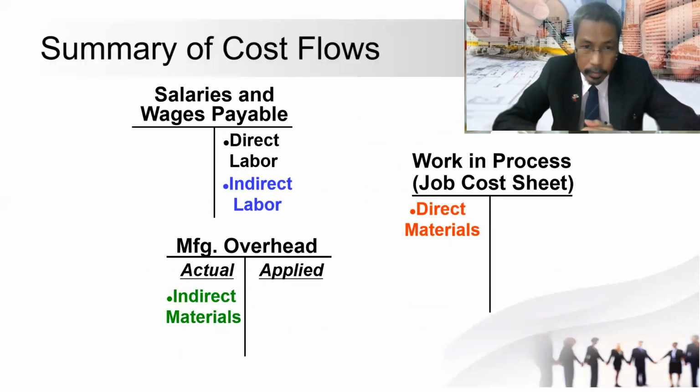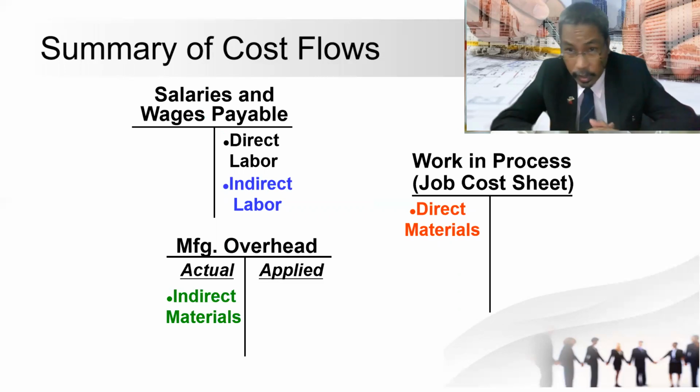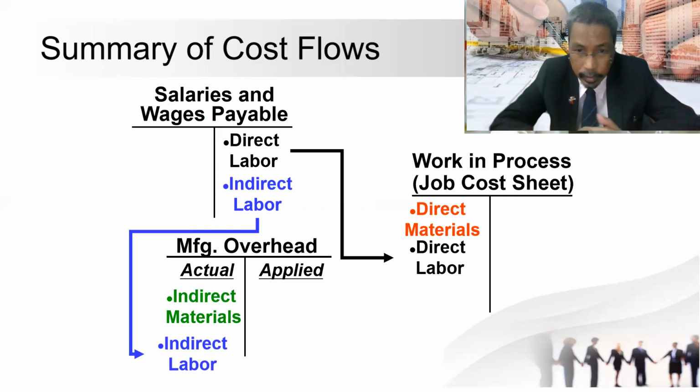Summary of cost flow. Other costs, indirect labor for example, go to manufacturing overhead, like indirect material. For salaries, there are direct labor and indirect labor. For manufacturing overhead, we have indirect materials. For work in process, we have direct materials. Take note. What about direct labor? Direct labor will go to the work in process and indirect labor will go to the manufacturing overhead.